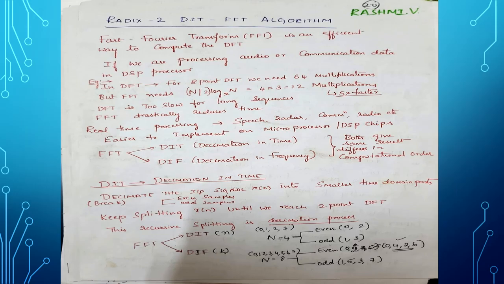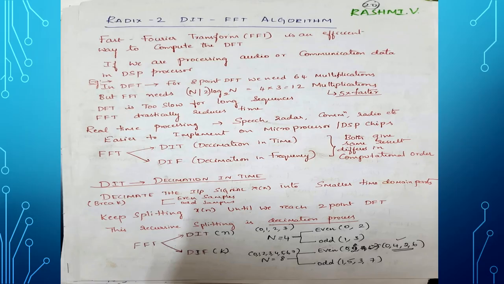So, the radix-2 DIT FFT algorithm. In the radix-2 FFT algorithms there are two types, DIT and DIF. In the BTU syllabus we study the DIT FFT algorithm. Fast Fourier transform is an efficient way to compute the DFT. For example, for an 8-point DFT we need 64 multiplications, but the FFT needs only 12 multiplications. So it will be about 5 times faster than the DFT.